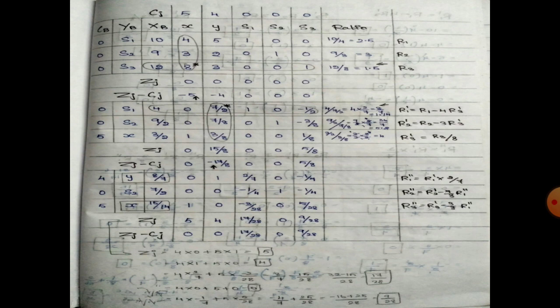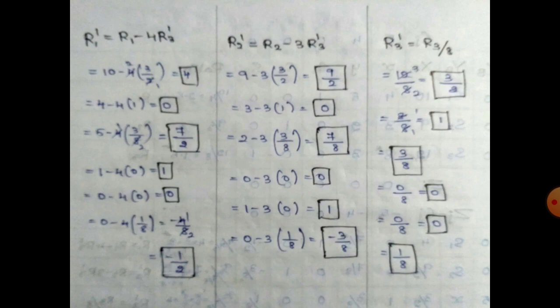The next step you have to come with the calculation. So first you have to write R1 dash is equal to R1 minus 4 times of R3 dash, because you are using R3. So R1 values you have to write directly: 10, 4, 5, 1, 0, 0. Step by step, you have to put minus 4 times of each and every line. R3 dash value you have to write, that is 3 by 2, 1, 3 by 8, 0, 0, 1 by 8.